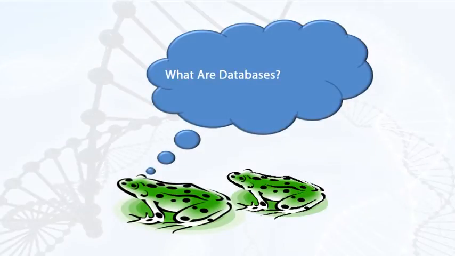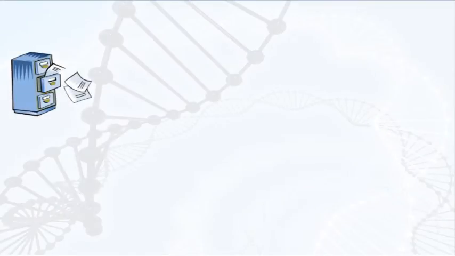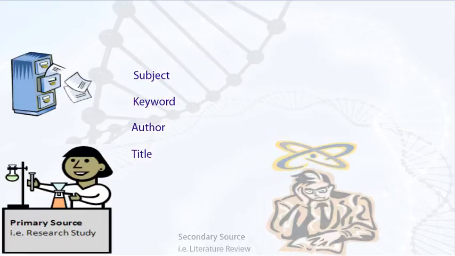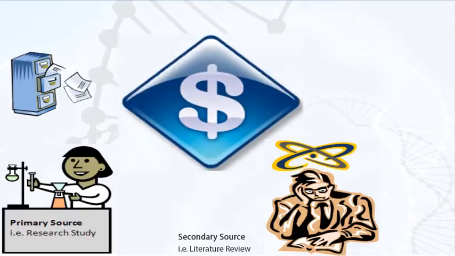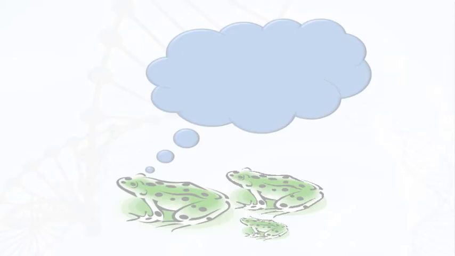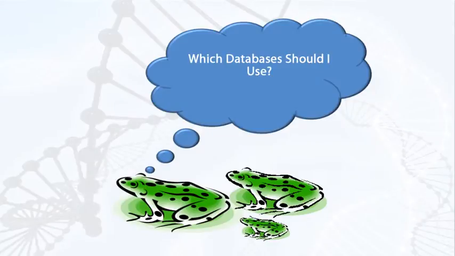What are databases and how can I use them? Databases are electronic files that are searchable by subject, keyword, author, and title. They contain primary and secondary resources and other scholarly articles. Access to these databases and the resources that are contained within them has been paid for by the library, and so there are some restrictions on their use. Which databases should I use?